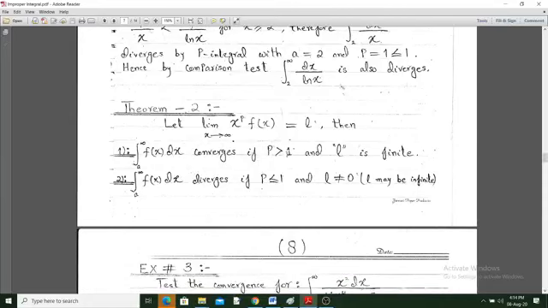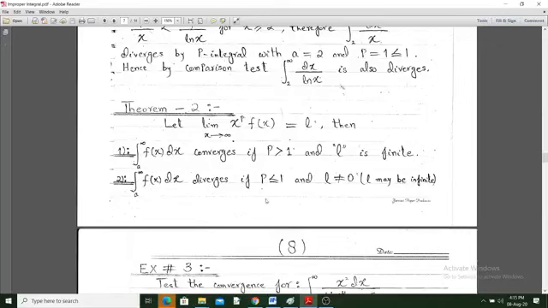So if P is greater than 1 and L is finite, then this integral is convergent. But if P is less than or equal to 1 and L is not equal to 0, L may be infinite in this case, but L must not be equal to 0. So in that case, when P is less than or equal to 1 and L is not equal to 0, L may be infinite, this integral is divergent.